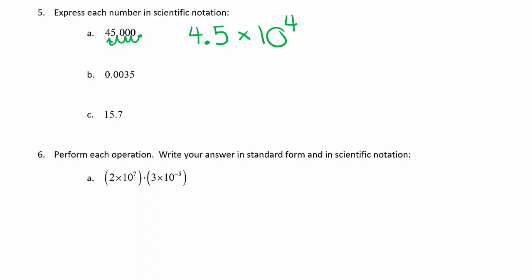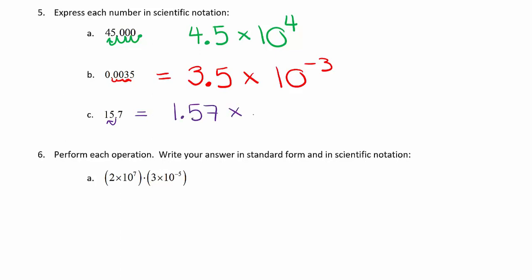In example B, we've got a small number, so we're going to have a negative exponent. I move the decimal 1, 2, 3 places so that I have one non-zero digit in front of the decimal. Because I moved the decimal 3 places, my exponent is going to be negative 3. So 3.5 times 10 to the negative 3. Last one, 15.7. This time I only have to move the decimal 1 place. So now I get 1.57 times 10 to the, it's a big number, so positive exponent.